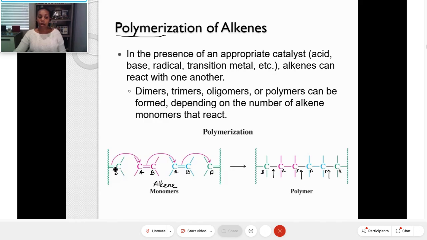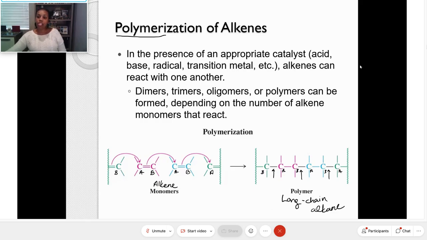So notice the arrow. We're drawing from the middle of one alkene bond to the next carbon, middle of the bond to the next carbon, middle of the bond to the next carbon, because we're making this single bond. And so we go from an alkene to this long chain alkane, long chain alkane for our polymer.